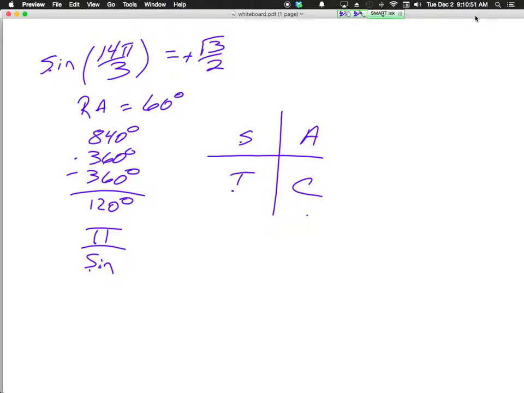So what does the reference angle help me find? What do I use the reference angle to find? The number. The reference angle helps me find the number. What does the quadrant help me find? Positive or negative. That's how you find it. Find your reference angle, find your quadrant, give me the answer.